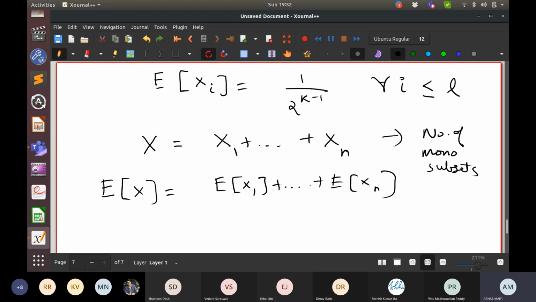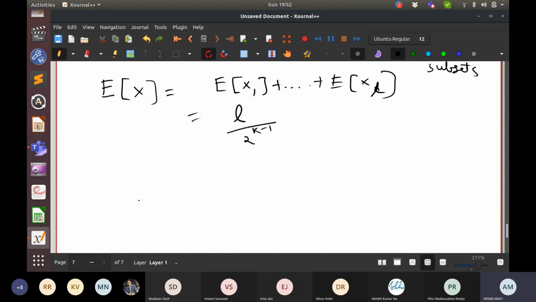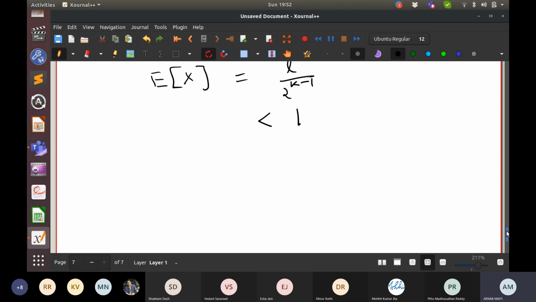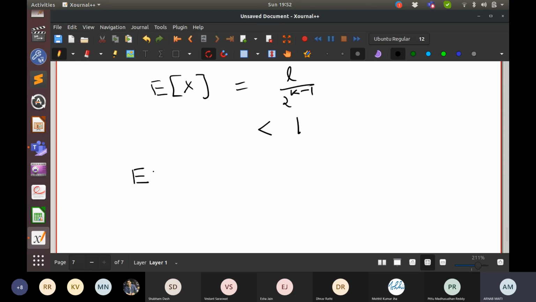So sorry, this will be L. Yeah. So now, what is this expectation? This holds for all i. So this will be L times 2 to the power k minus 1. Okay. So we have expectation of x to be L times 2 to the power k minus 1. And we assume that L is less than 2 to the power k minus 1. Hence, this will be less than 1. Okay. Now we have expectation of x to be less than 1.